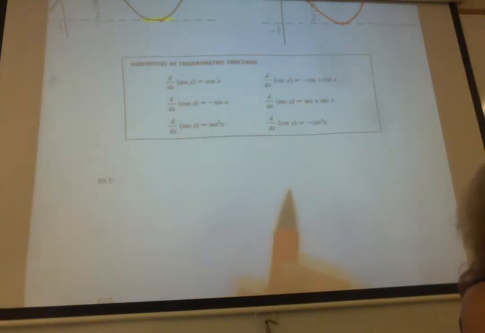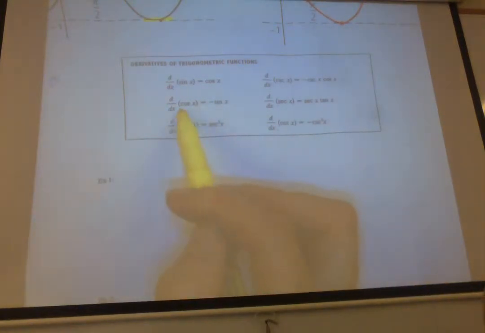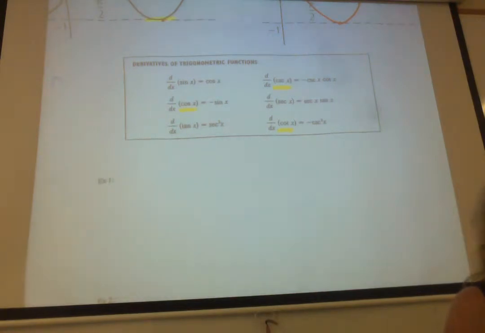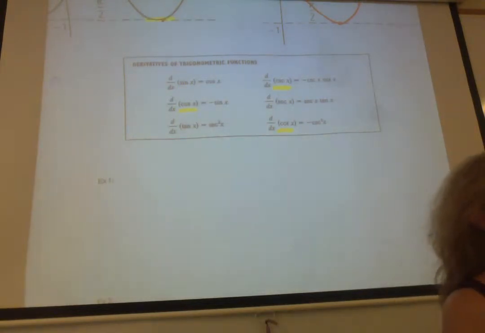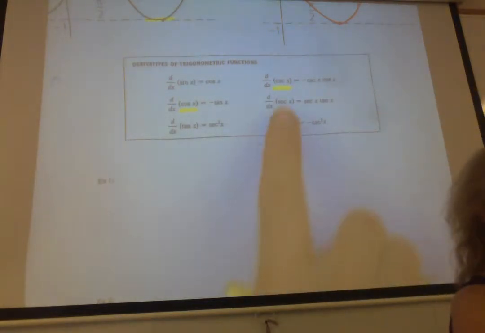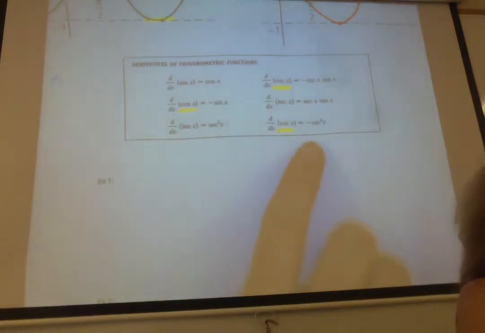Because you got to have them memorized. Now, there are some little patterns that are helpful, okay? First of all, notice that when you have a cosine, a cotangent, a cosecant, all their derivatives are negative. So the derivative of a cosine is going to be negative. Derivative of a cosecant, it's negative. Derivative of cotangent, it's negative.